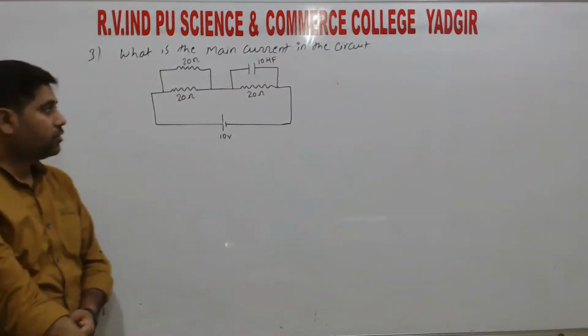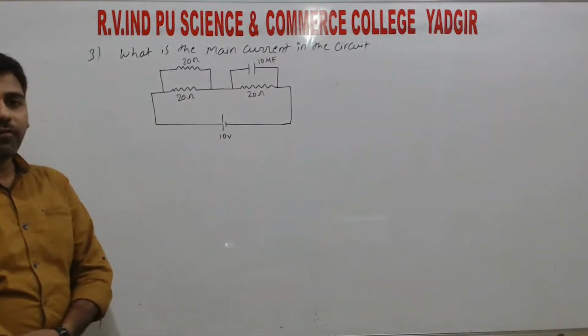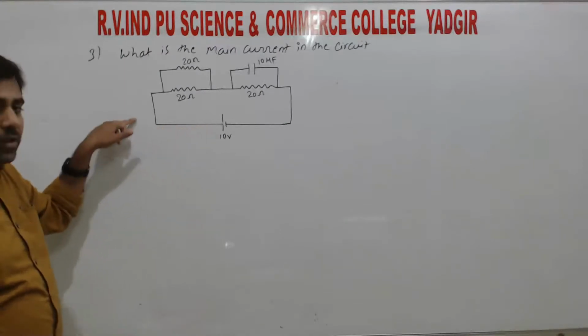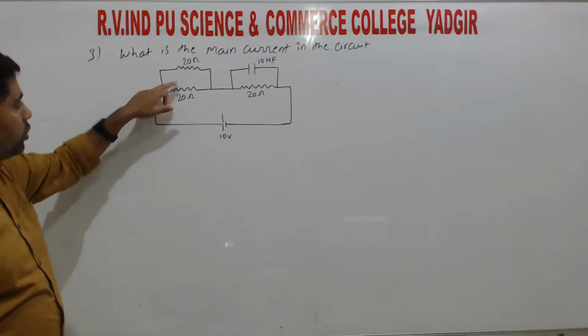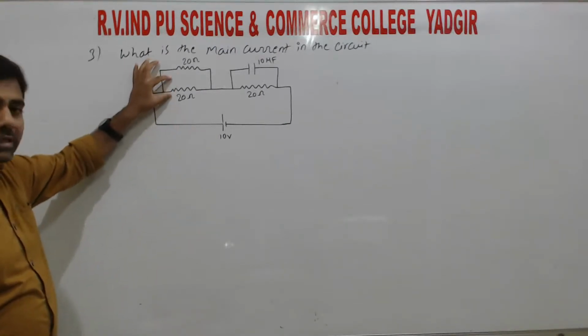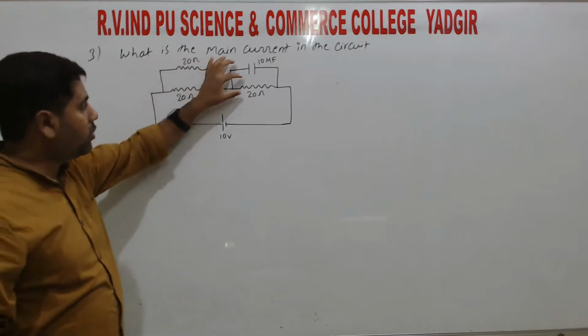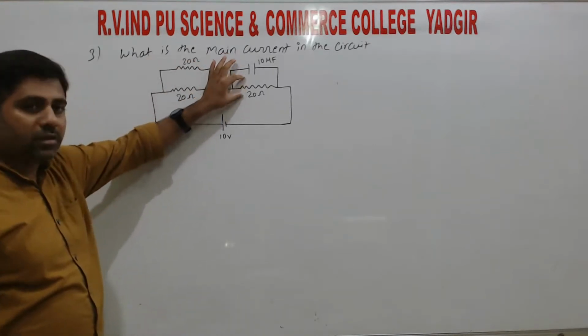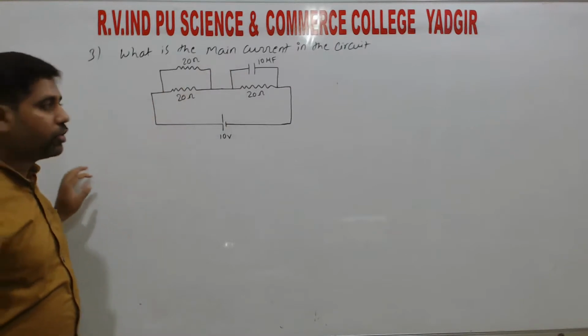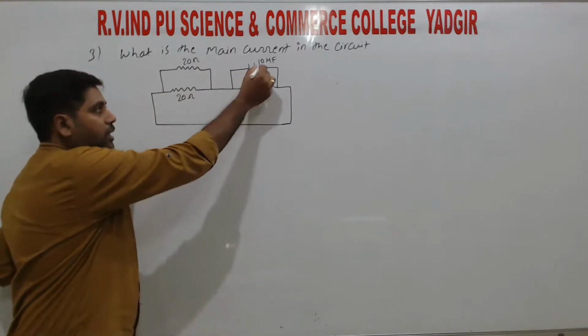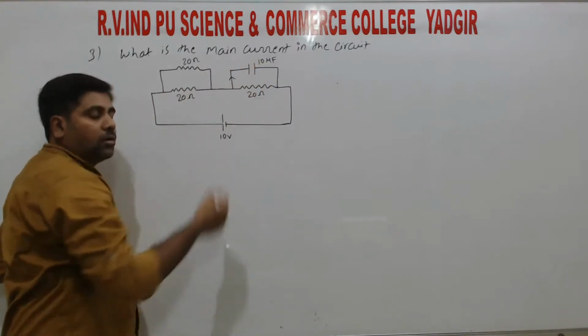So this is the given circuit. We need to find the current which is flowing in the circuit. Here two resistors are connected in parallel, and here one resistance and one capacitor are connected in parallel. Here we need to remember that the capacitor will block the current.